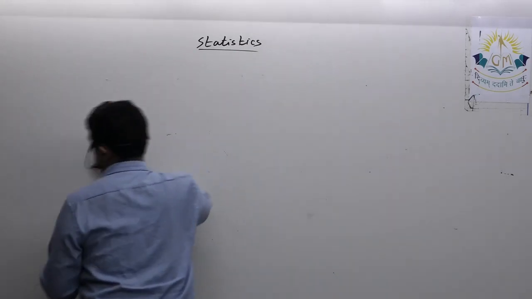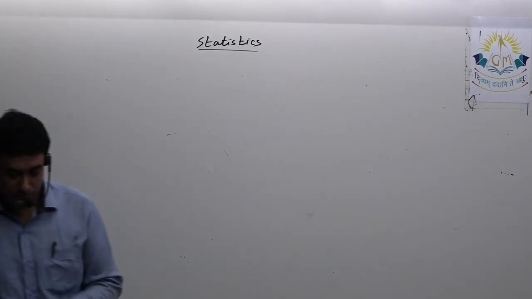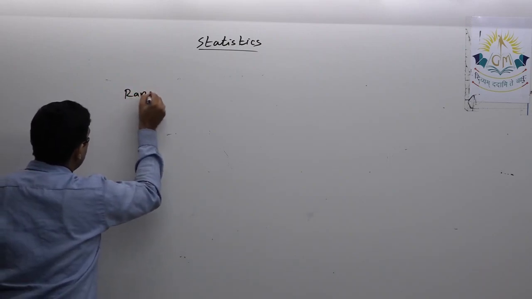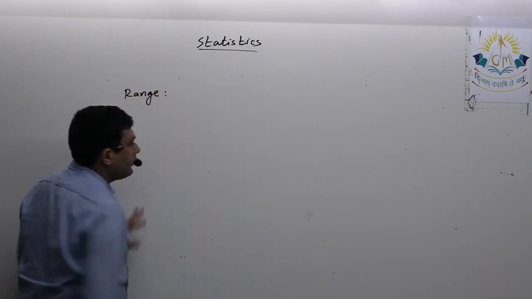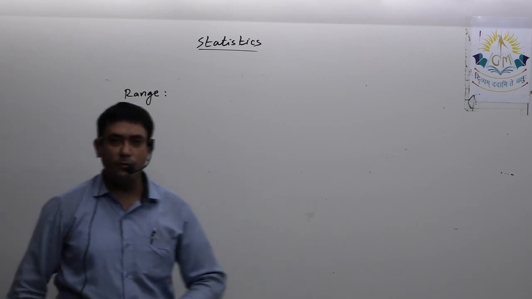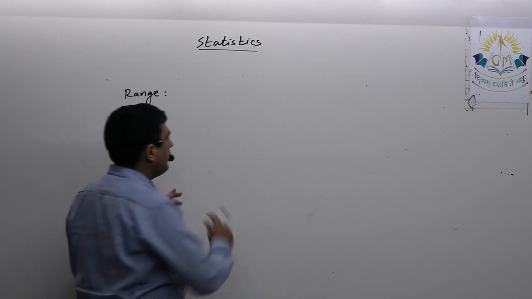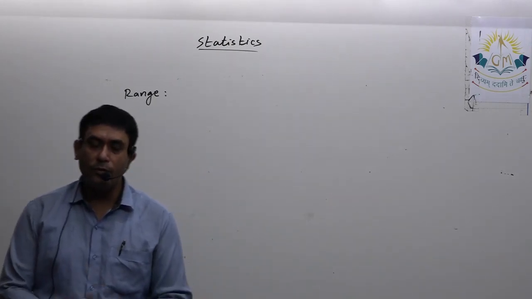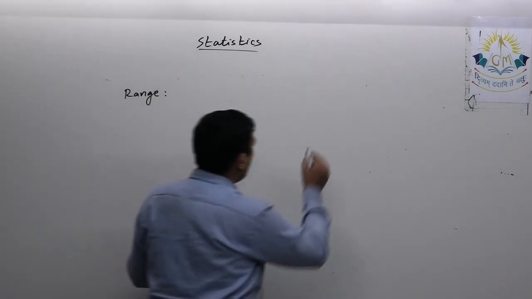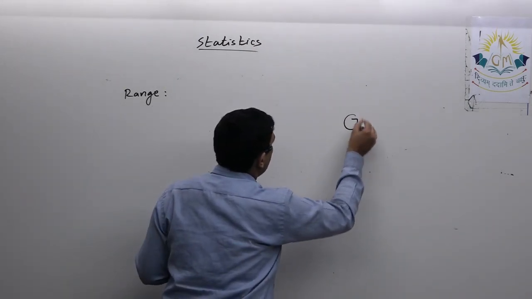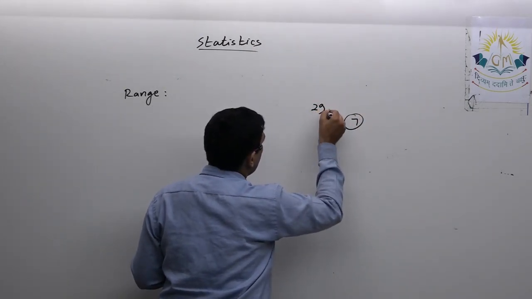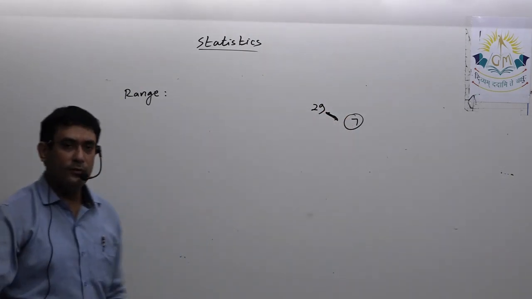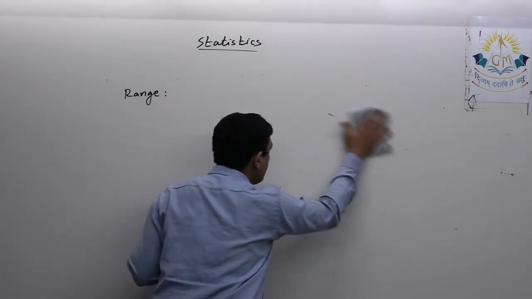So next is range. Okay, next is range. Range is simply the difference between the largest observation and the smallest observation. Many observations are given. Suppose I talk about the marks given to you in a WRT, and the lowest marks are 7 and the highest marks are 29, then the difference between 29 and 7 is the range of the given data.